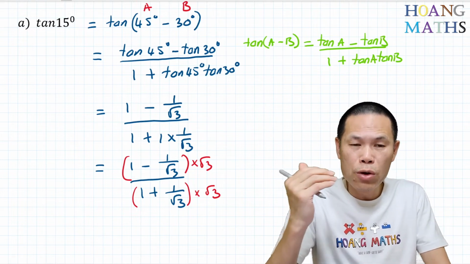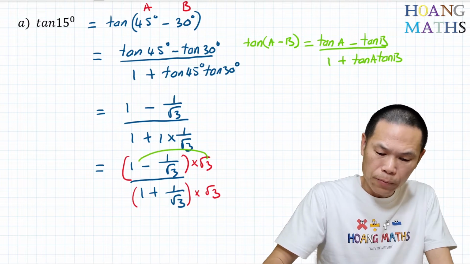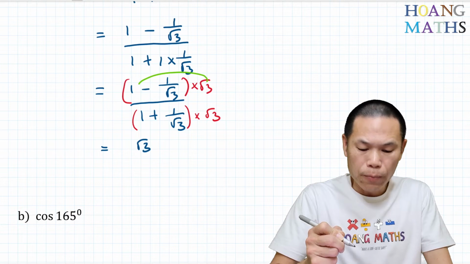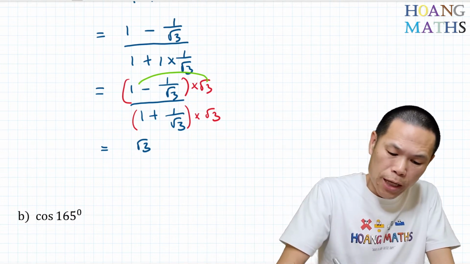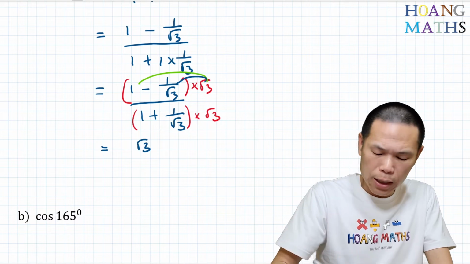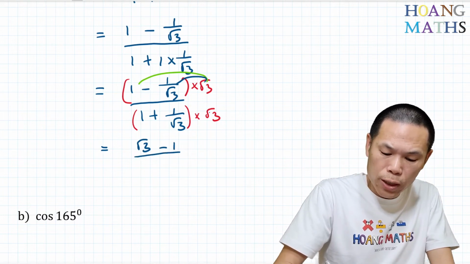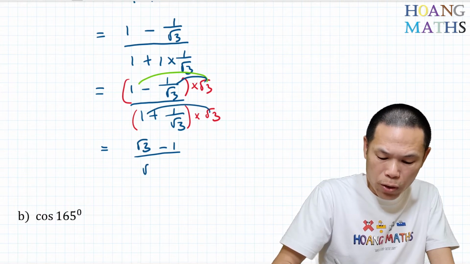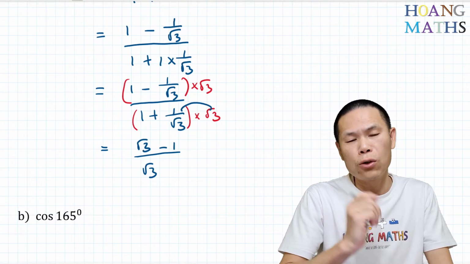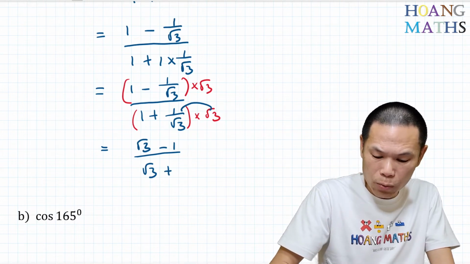Now I'm just removing the brackets. Square root of 3 times 1 gives me square root of 3. And square root of 3 times 1 over square root of 3 cancels out, giving me 1. So that is minus 1. Over, root 3 times 1 gives me square root of 3, and square root of 3 times 1 over square root of 3 cancels out, giving me 1. So that is plus 1.